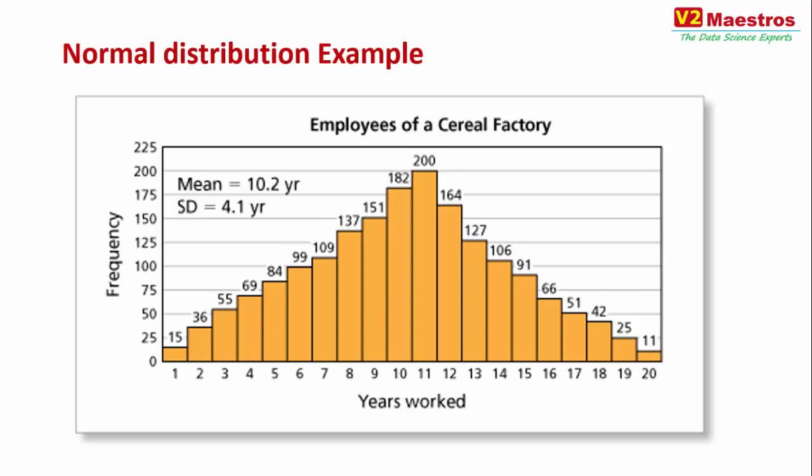Here is an example of a normal distribution. It is about employees of a cereal factory. It shows about the number of years people worked and how many people fall into that particular number of years category. So the number of years is plotted on the x-axis. The frequency is plotted on the y-axis. Means the number of people. So let's say when you look at the number of years worked is 8, there are 137 people in that particular bin. And the mean of this data is 10.2 and standard deviation is 4.1.